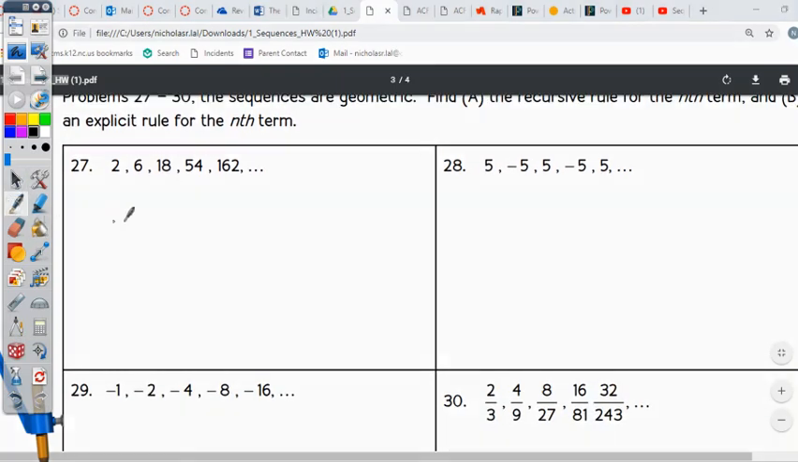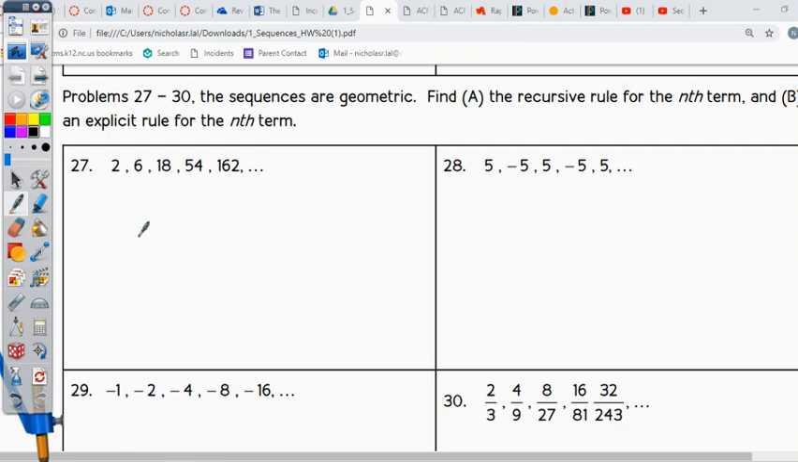So you gotta find R, okay? R is gonna be equal to, we can just do A2 over A1, which is equal to 6 over 2, which is 3. So R is equal to 3.